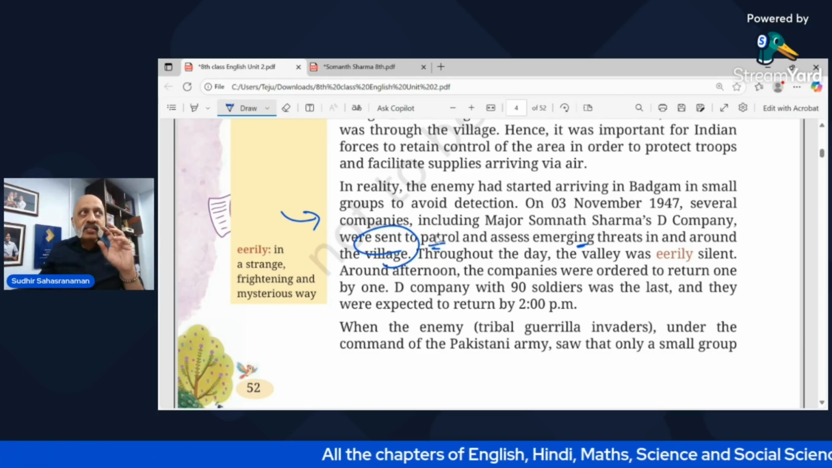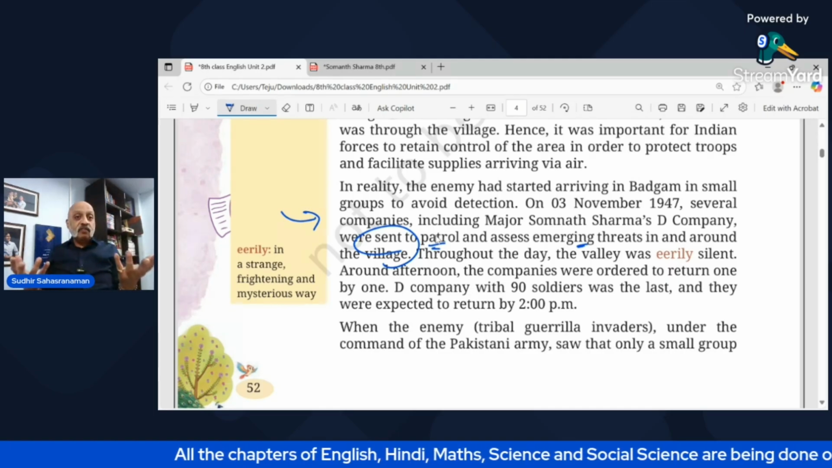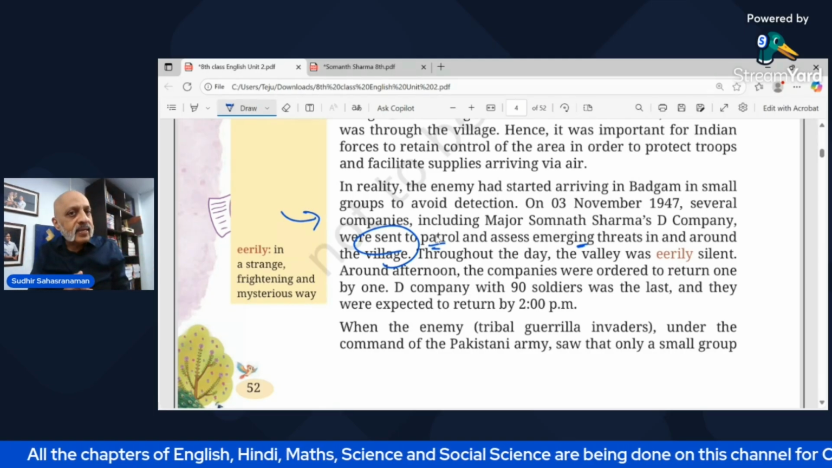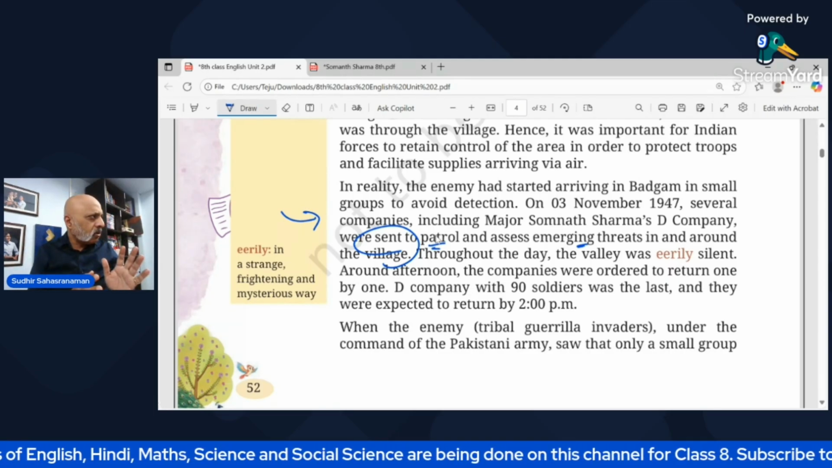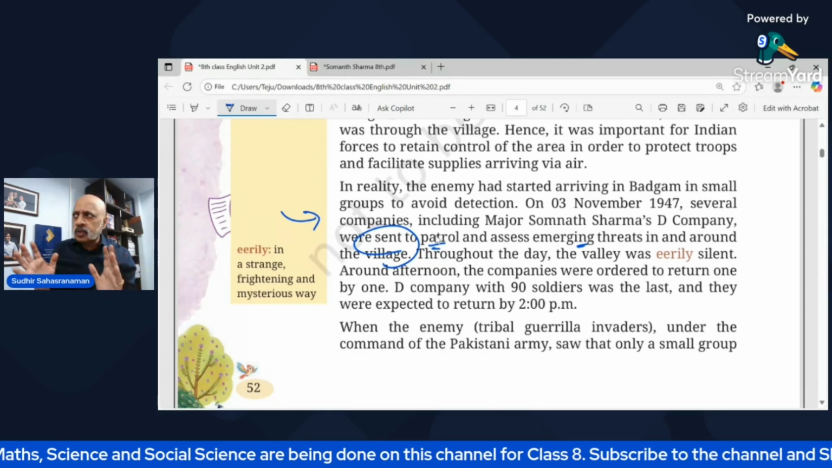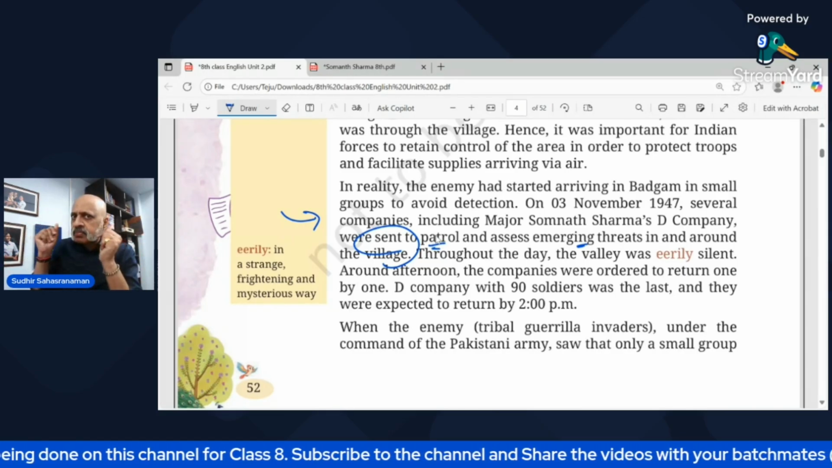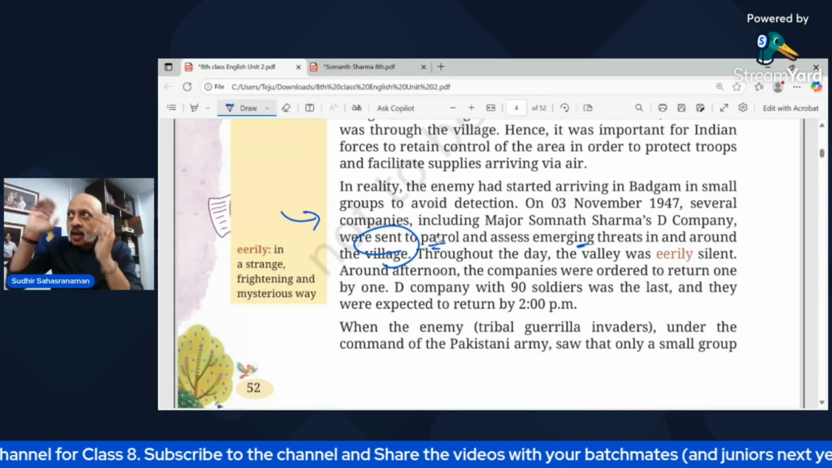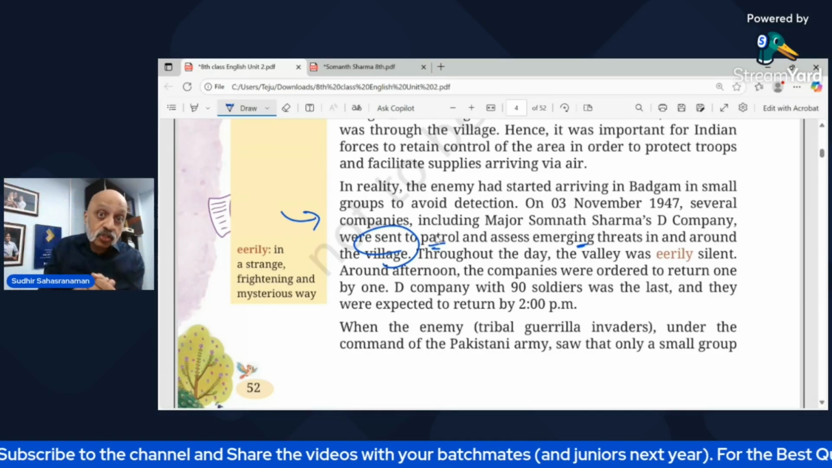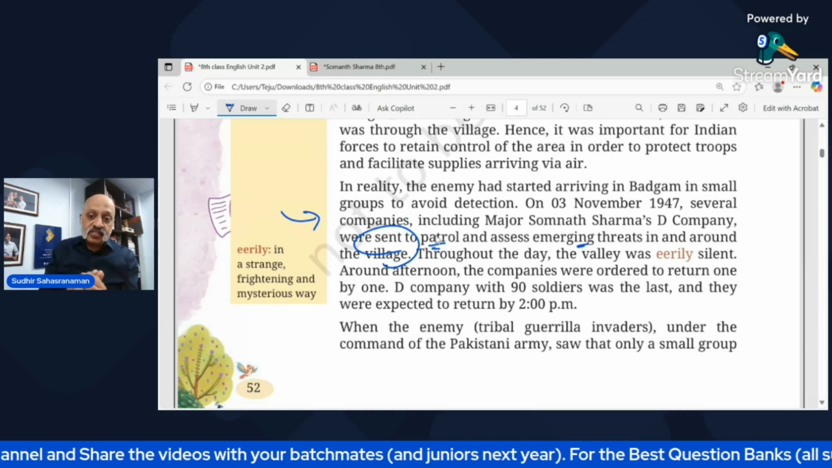Eerily means it is very strange, because where you expect activity, if that place is completely silent, you would feel, what is wrong? Why can't I see any people out there? Why am I not hearing any sounds, noise? It is something strange, as though something is happening which I am not seeing, but the silence itself is telling a story.